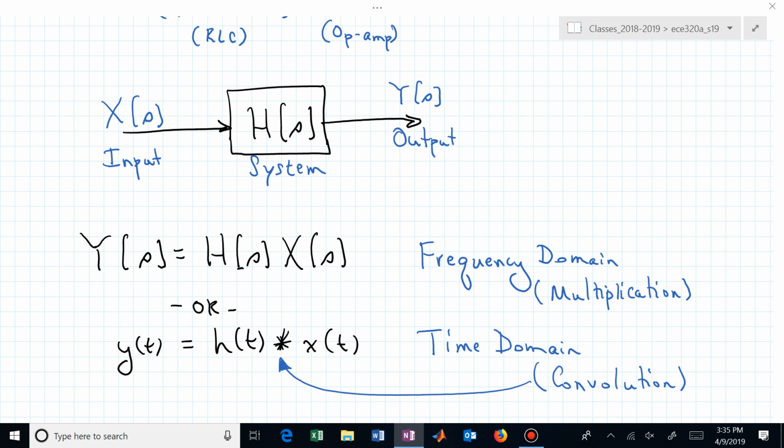We convolve it with x of t to generate the output y. That's how we find y of t in the time domain. We can also find y of t in the time domain from capital Y of s in the frequency domain by inverse Laplace transforming. That's why we need these skills of Laplace transforms and inverse Laplace transforms. It's very useful. You may want to be working with products of transformed expressions.